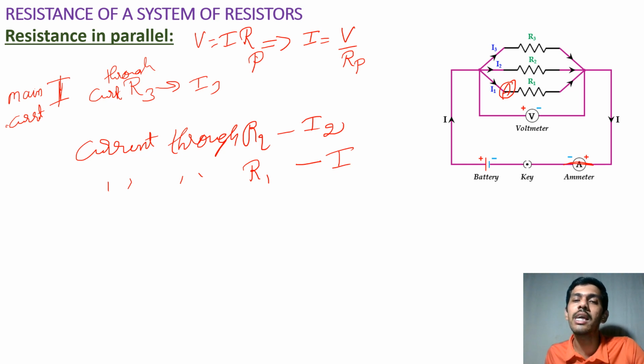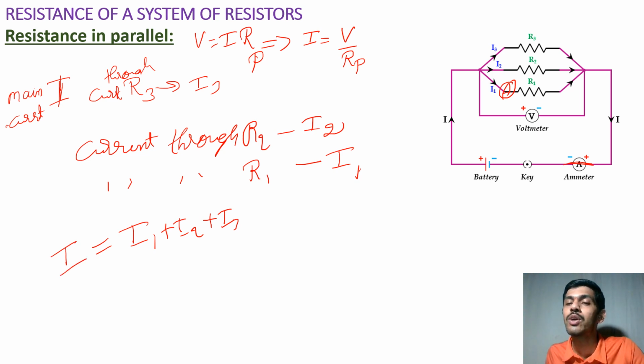But one important observation you can make is this: if you add up the currents I1 plus I2 plus I3, interestingly you will get a value equal to the main current which was flowing when the ammeter was connected here. It is an interesting fact, that is I equals I1 plus I2 plus I3.